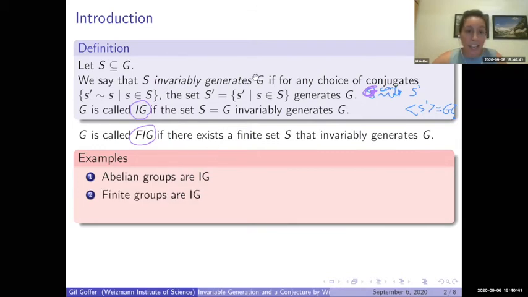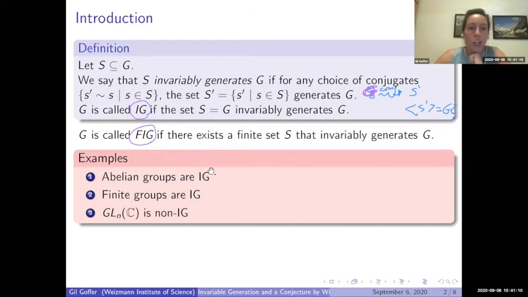Second, a less obvious example is finite groups. Every finite group is IG. It's not very obvious to see, but you can do a counting argument and check that no matter what, if you take conjugates of all elements in the group, they cannot be contained in a proper subgroup. It is always generating the entire group. So that's the second example.